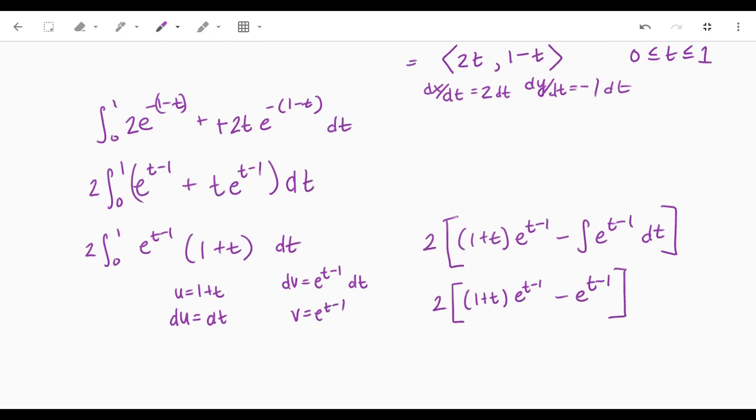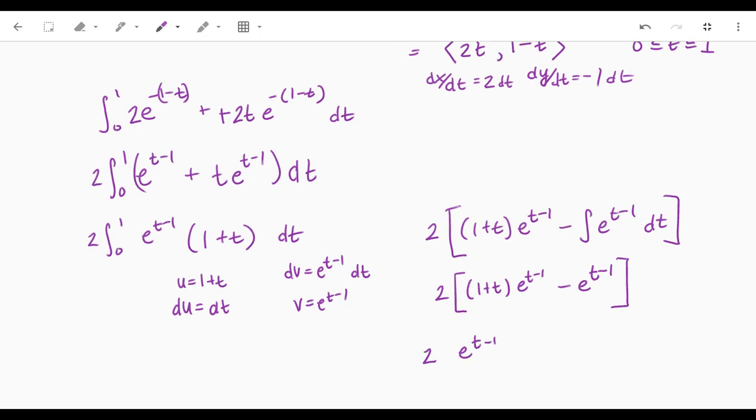Okay, so then I would have 2 e to the t minus 1, and then I'd have 1 plus t minus 1, so t, when I simplify that. Okay, evaluated from t equals 0 to t equals 1. Well, when t equals 0, the whole thing is going to be 0 because of that t out front. Okay, so it's just going to be 2, and that's it. Okay, and you can see I get the same answer.